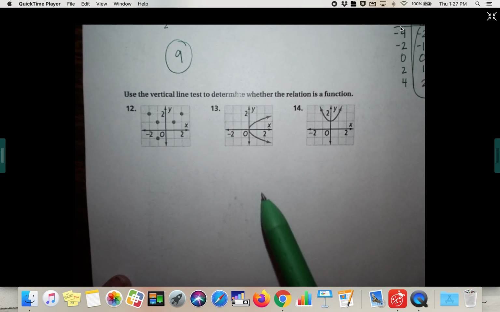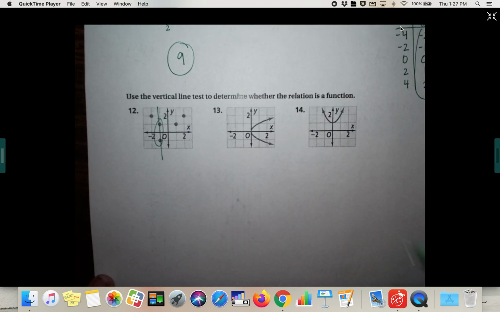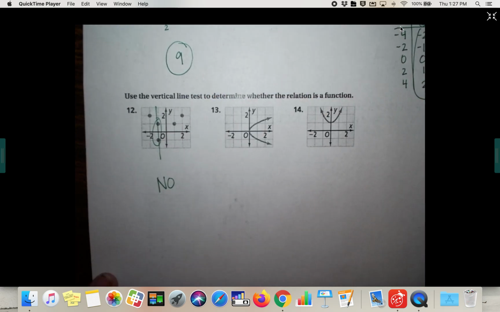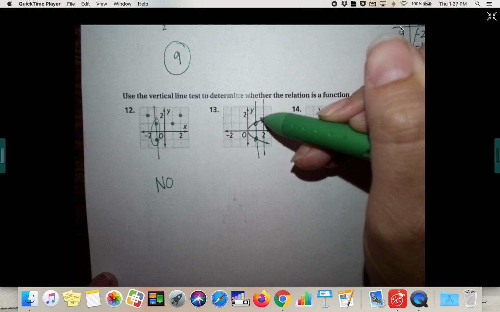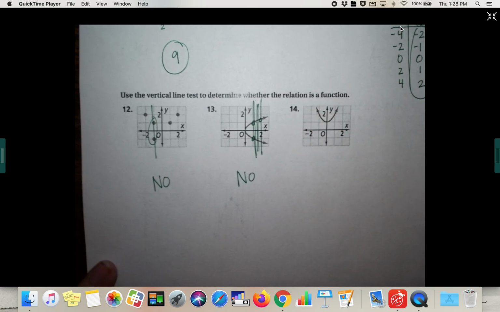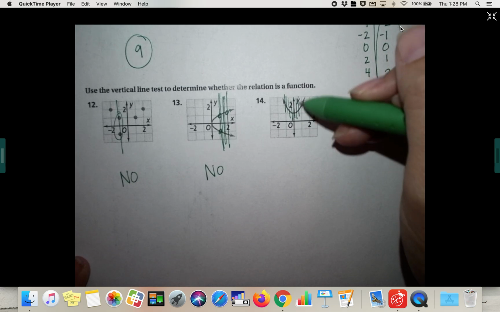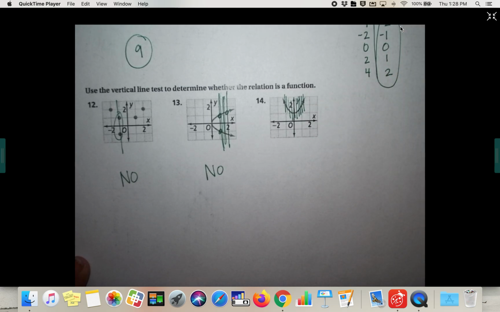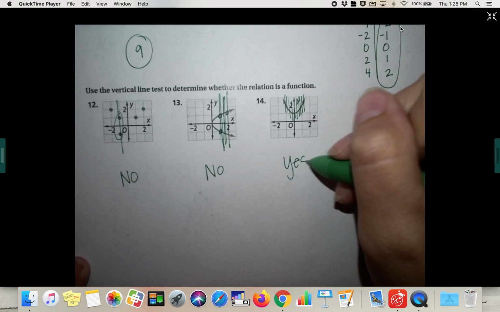Last section, use the vertical line test, determine whether the relation is a function, yes or no. I can see right away this one is no, it fails the vertical line test. This one is also no, it fails the vertical line test a lot of times in between too. So this one is also no. This one though, I think everywhere you draw a line vertically, it will just be hitting the graph in one exact spot. So this one actually is a yes.